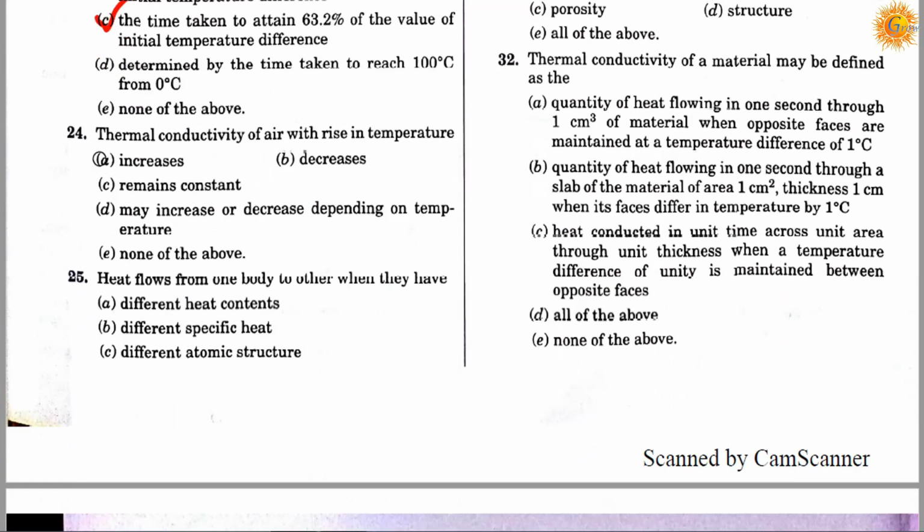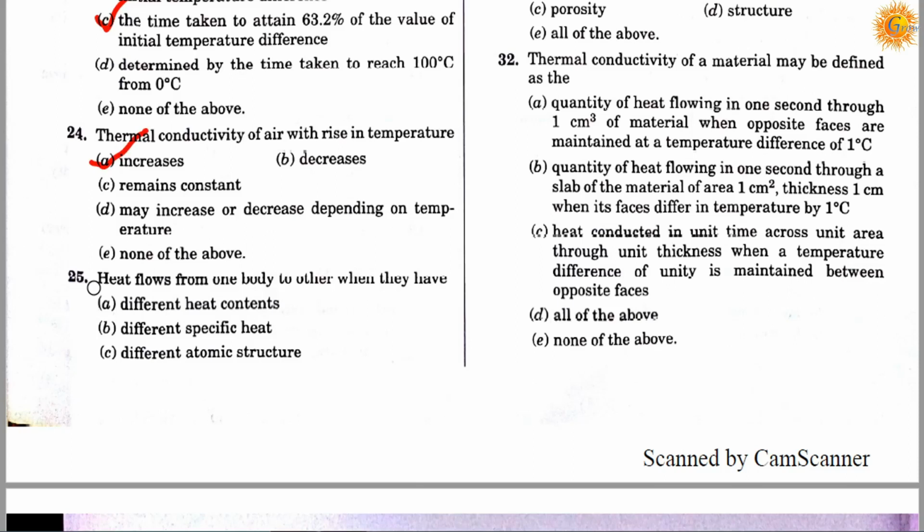Question number 24. Thermal conductivity of air with rise in temperature, option A, increases, option B, decreases, option C, remains constant, option D, may increase or decrease depending on the temperature, and option E, none of the above. Correct answer is A, it will increase.